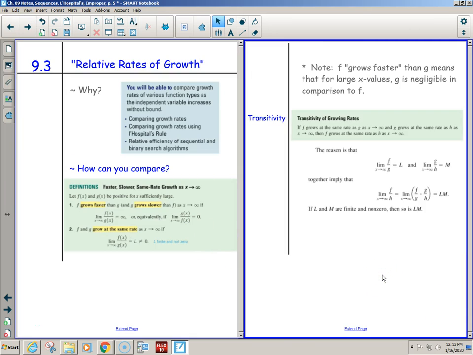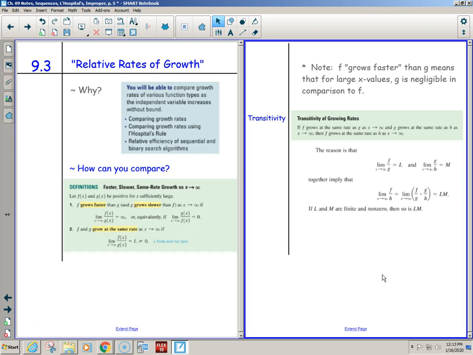So to kind of summarize a few things, F grows faster than G means, or I should say to clarify, F grows faster than G means that for large X values, sufficiently large is how they would put it, G is negligible in comparison to F. Now, if I say for large X values, you could be like, well, what's large? Oh, it hasn't happened yet. That's why we use the terminology of sufficiently large. We'll get large enough, and then eventually, whatever that eventually is.